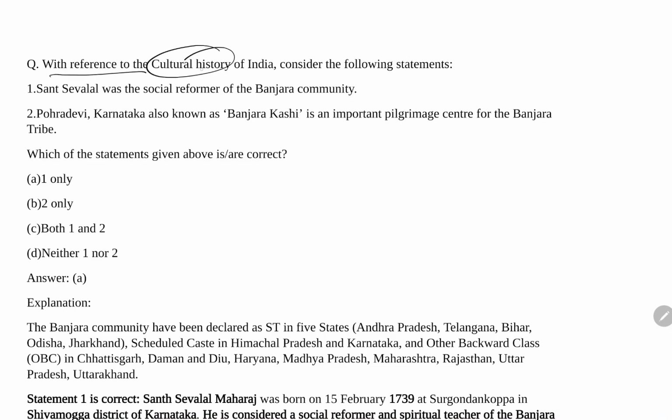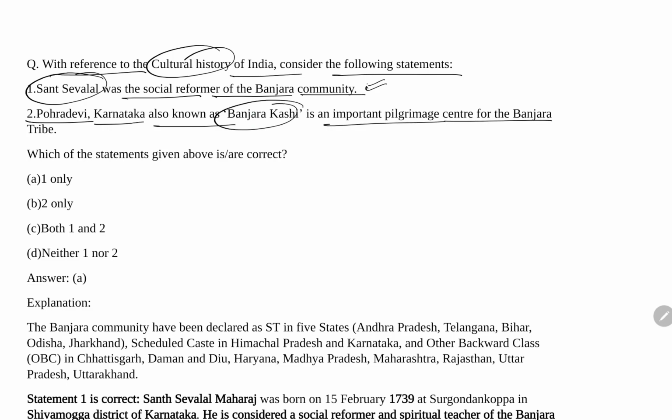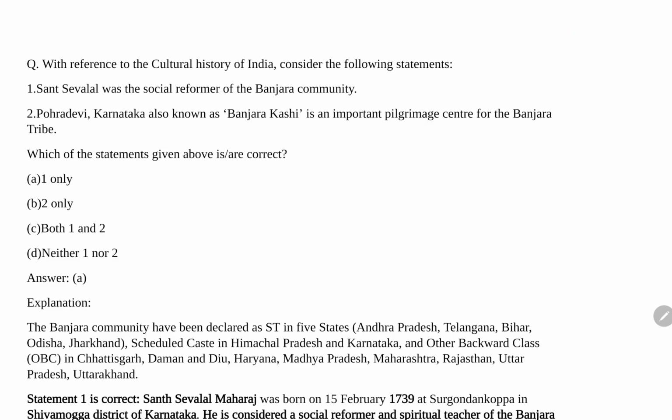with reference to the cultural history of India, consider the following statements. Sant Sevalal was the social reformer of the Banjara community. So this statement is correct. The next statement is Pohra Devi, Karnataka, also known as the Banjara Kashi, is an important pilgrimage center for the Banjara tribe. So this statement is incorrect because it is not in Karnataka but it is in Maharashtra. So this you should know from here. So the correct option will be option number A only.